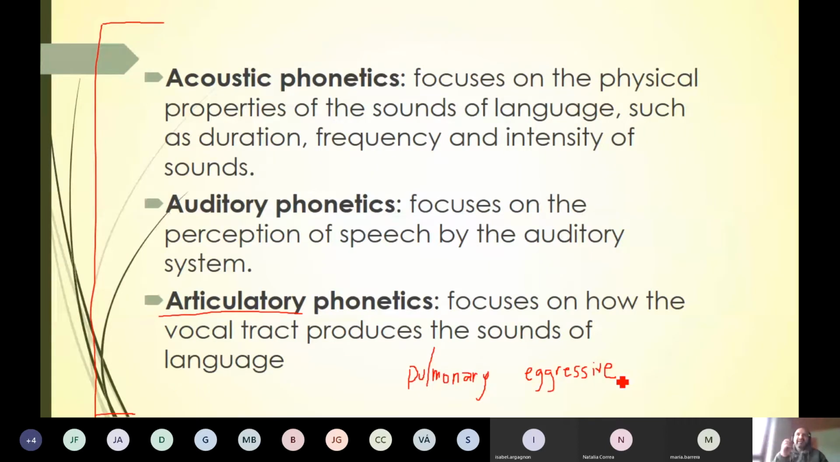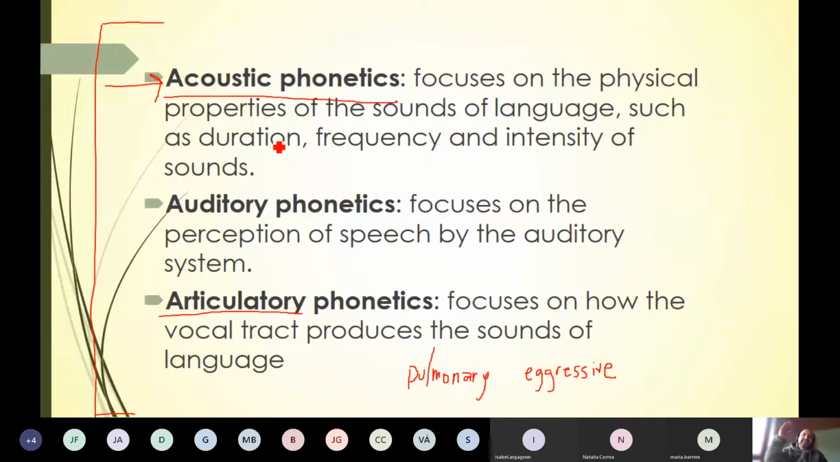The sound waves are measured by a discipline which is called acoustic phonetics. So acoustic phonetics measures the physical properties of the sounds. Which physical properties? Duration, frequency, intensity. And the sounds might be represented in visual representations, such as diagrams, and all sorts of visual material. So the sound waves can be represented by these studies carried out by acoustic phonetics.